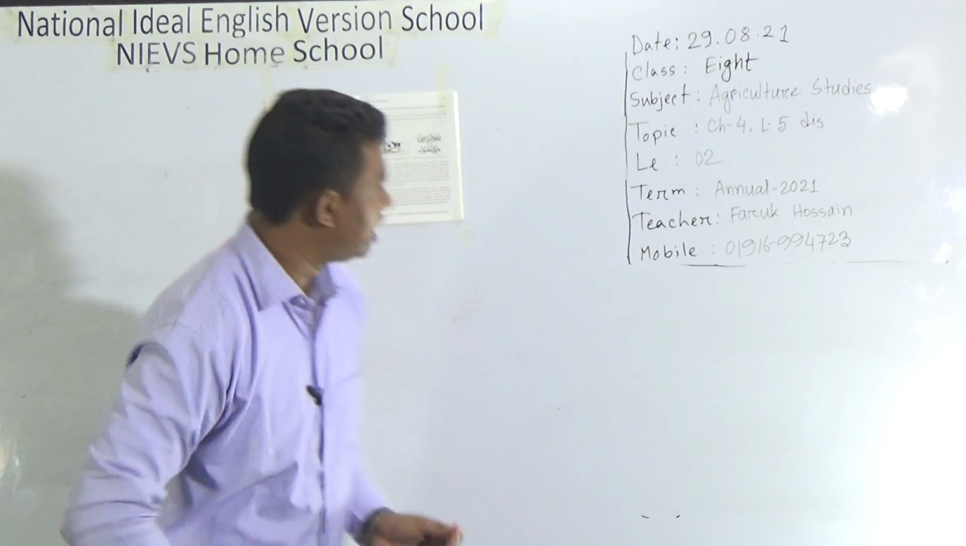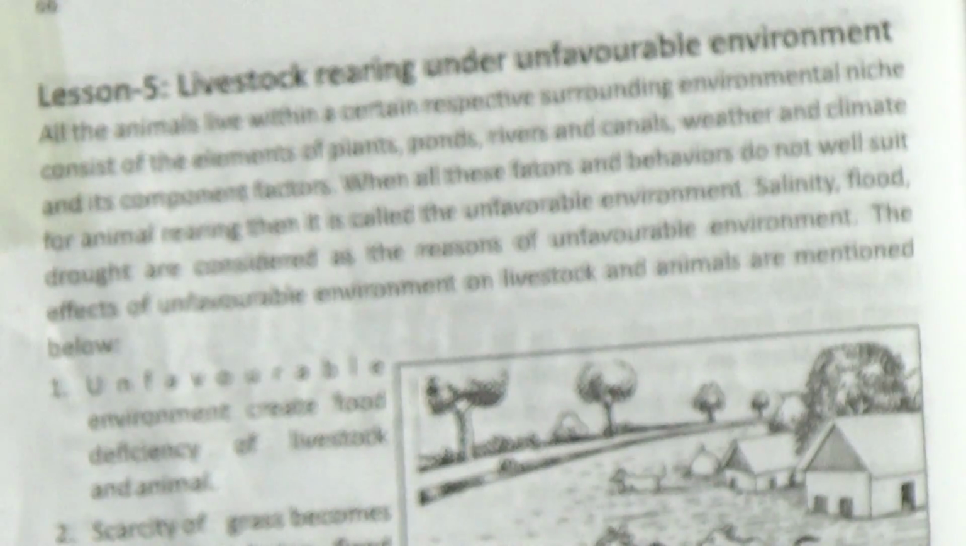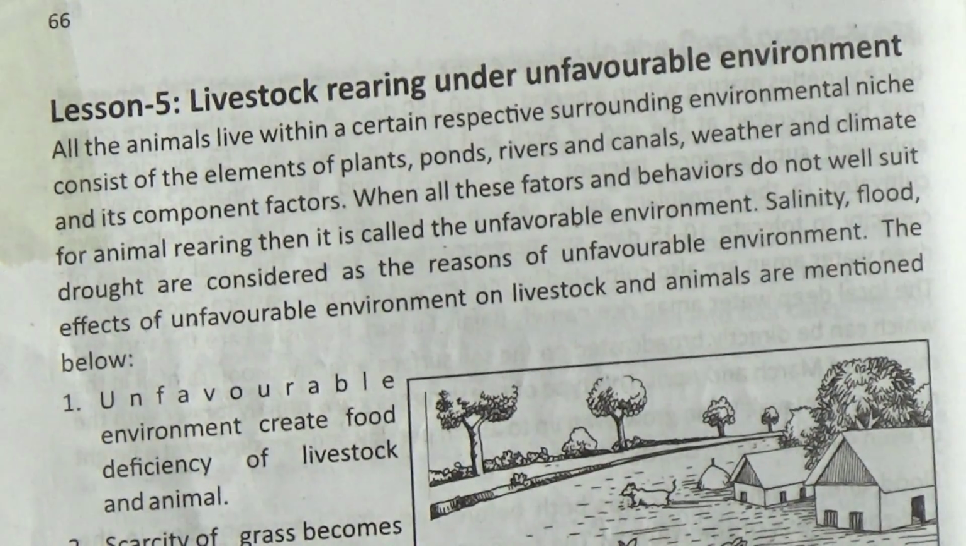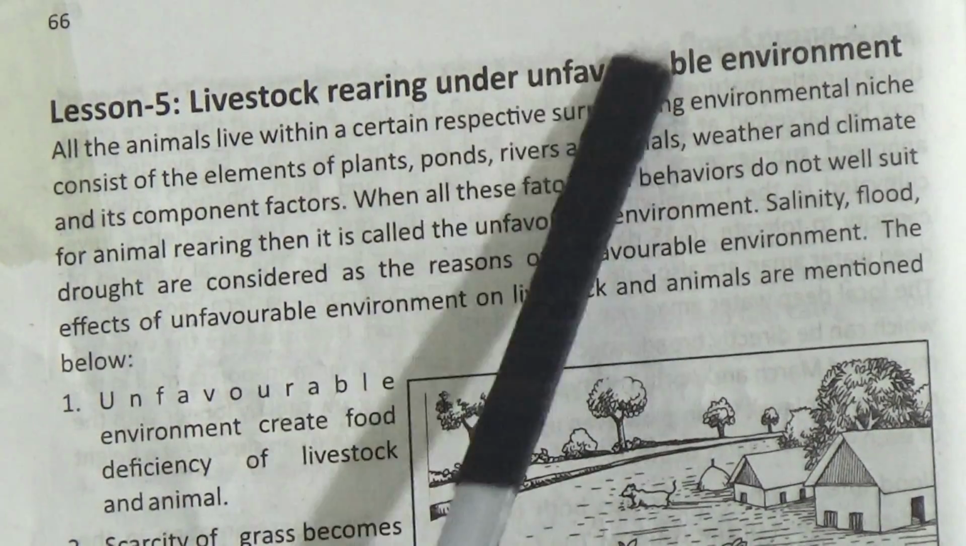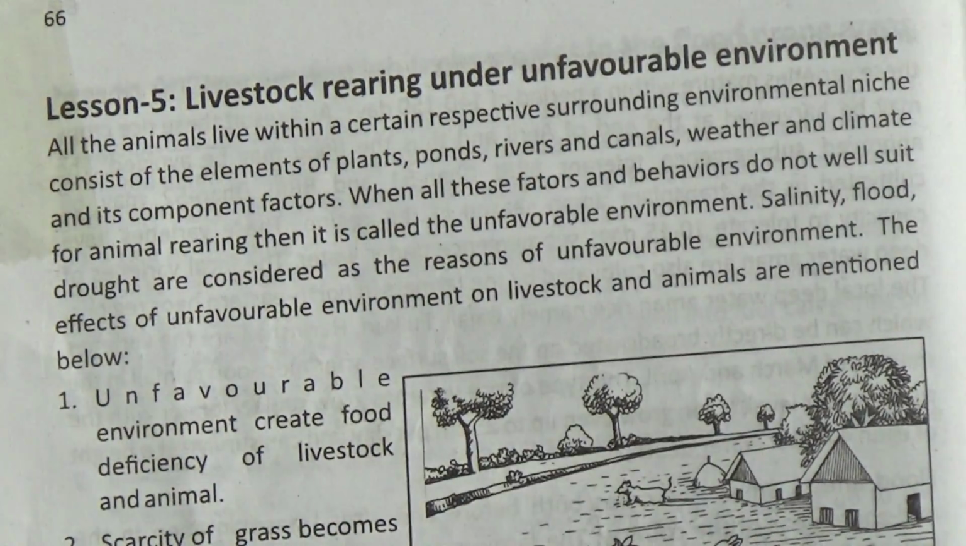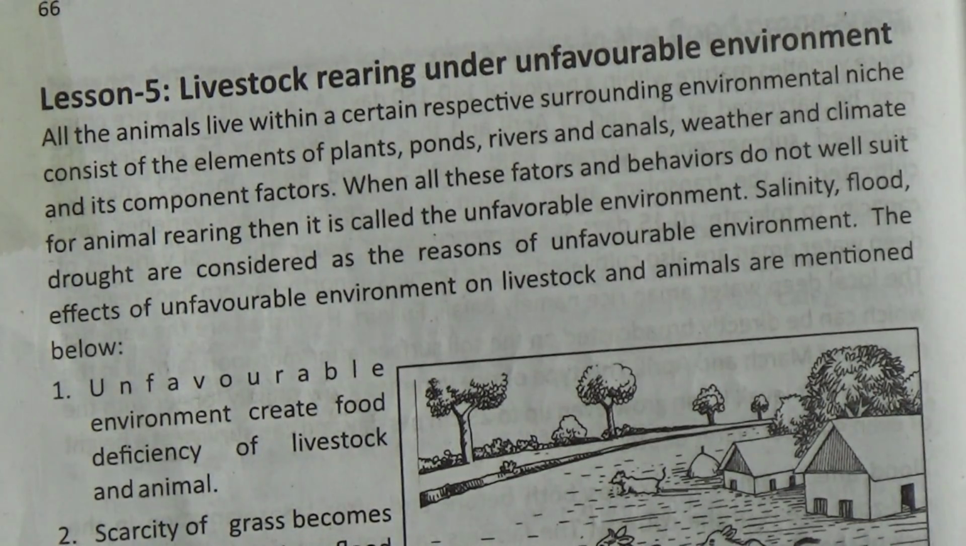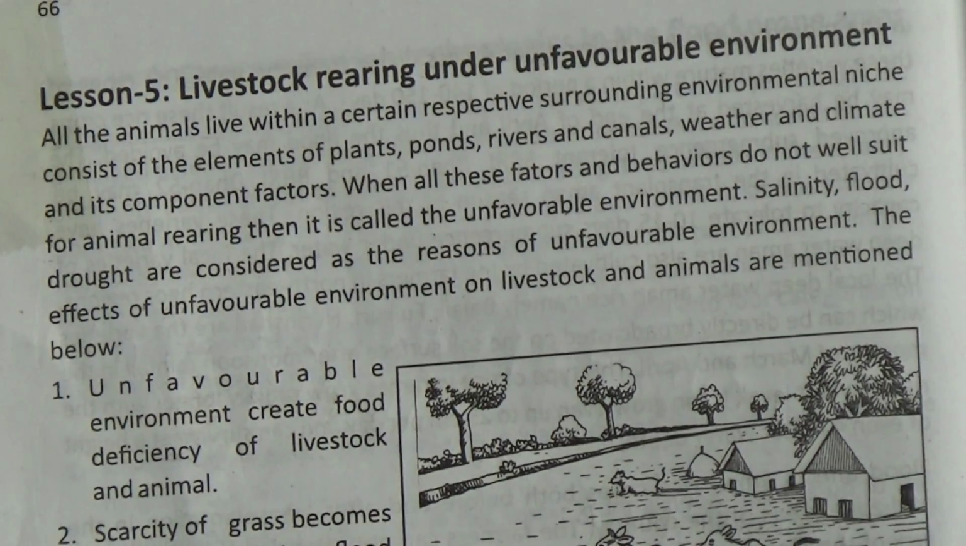Okay, so let's try to solve it. Lesson 5, livestock rearing under unfavorable environment. Dear students, by the title, what you have understood, that means how to lead life under unfavorable environment. That means what should be our lifestyle and what should be the cattle's lifestyle, how to survive.